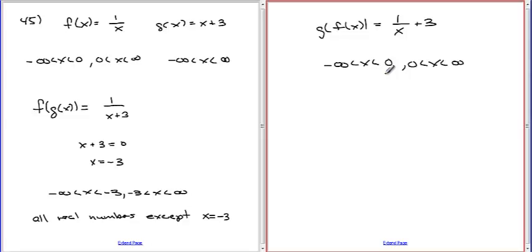Okay, check out the answer here. It says the domain of f of x and g of f of x are all real numbers except x equals 0. Yep. The domain of g is all real numbers, that's what I said. And the domain of f of g of x is all real numbers except negative 3.